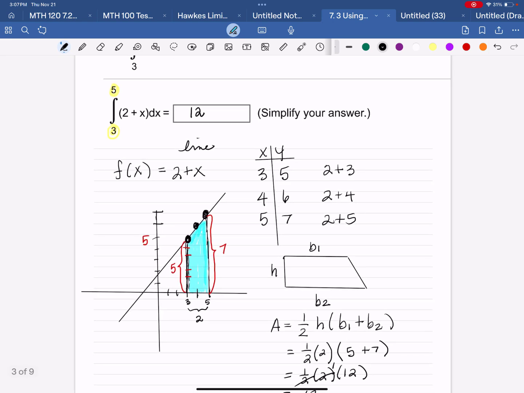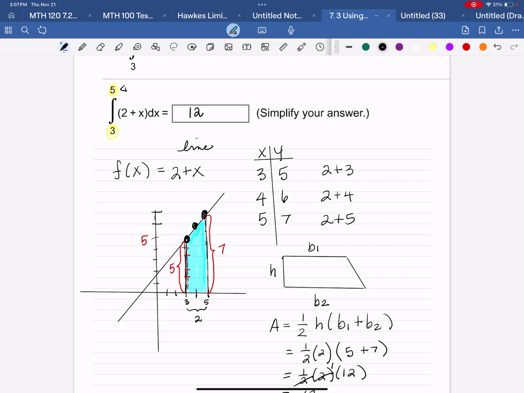Now this is called a definite integral because we know the endpoints. This is what makes it a definite integral. We know we're starting at 3 and ending at 5, so we know what we call the boundary values. So this lower bound is 3 and the upper one is 5.